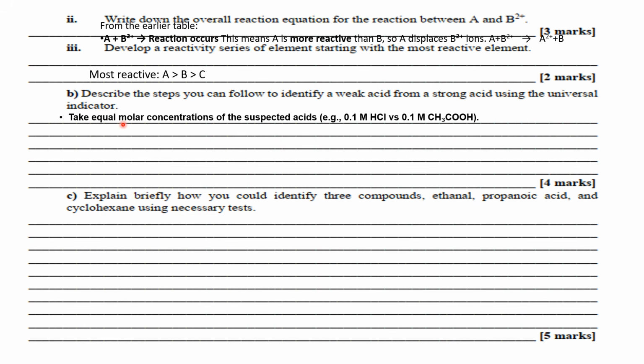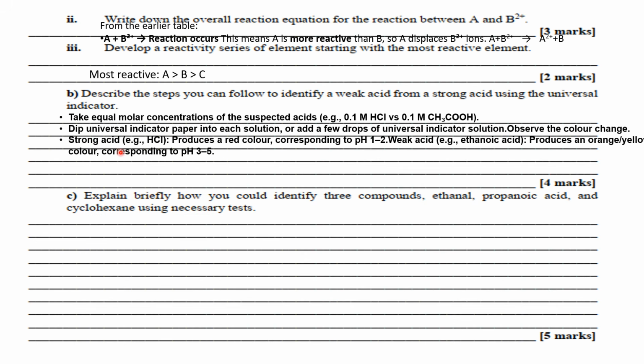All right. To each of these, you dip universal indicator paper into each of them, or add a few drops of universal indicator. You can either use paper or a solution, then observe color change. Remember, 4 marks. Observe color change.